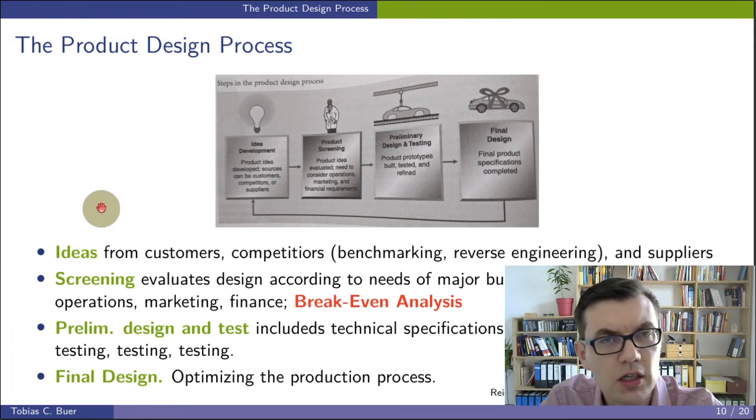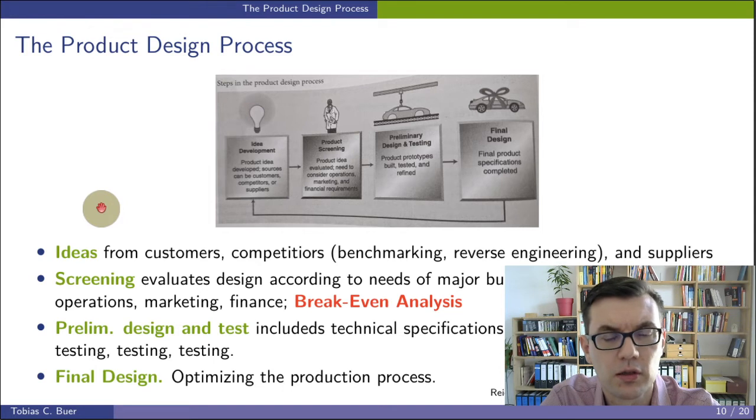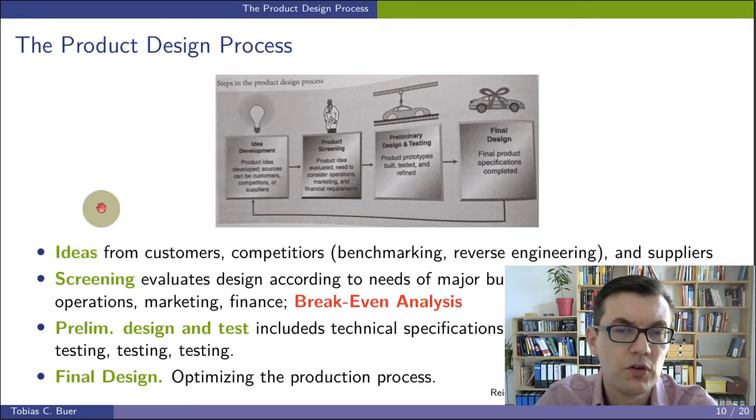Maybe we have some new technology, and only after this technology is adapted, we have a market for our product. Think, for example, of electric vehicles. Right now, the electric vehicle market is rather small because electric vehicles are very expensive and it's difficult to charge them. But maybe in the future, this might change and the market potential for electric vehicles grows.